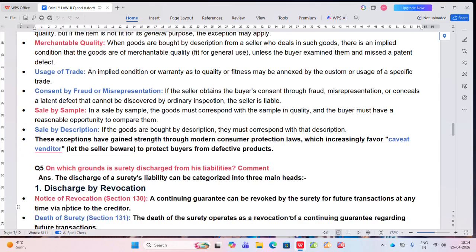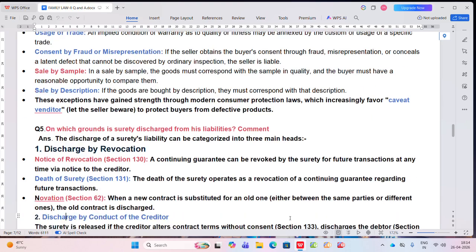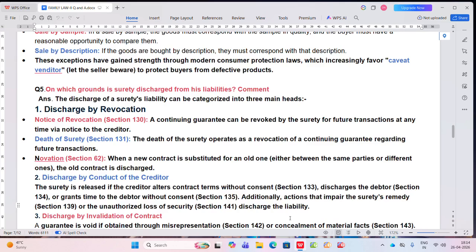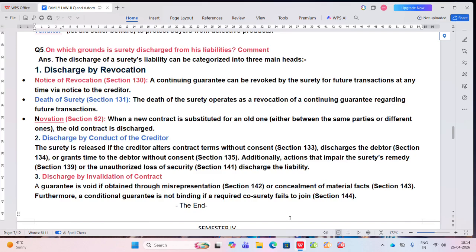On which grounds is a surety discharged from his liabilities? Comment. So these are the grounds. The discharge of a surety's liability can be categorized into 3 main heads. Number 1, discharge by revocation. Notice of revocation, which comes under section 130. A continuing guarantee can be revoked by the surety for future transactions at any time via notice to the creditor.